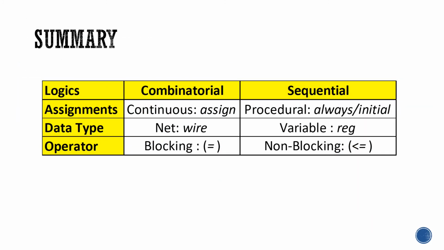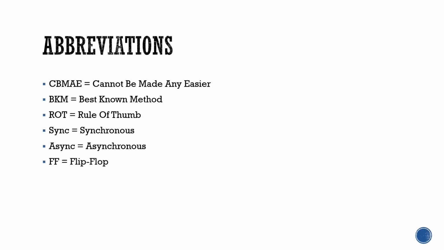And now we have arrived at the summary of today's learnings. For combinatorial logic, use the continuous assignment with the keyword assign and the net data type with the keyword wire, by associating them using the blocking operators. For the sequential logic, use procedural assignment with the keyword always and the variable data type with the keyword reg, by associating them using the non-blocking operators. Evidently, Verilog HDL basics cannot be made any easier.